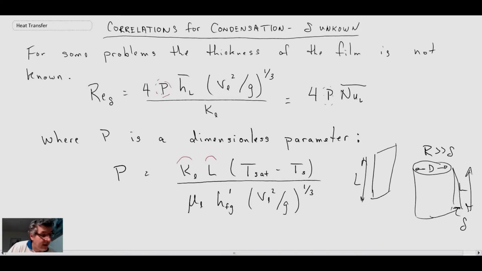But that is what L is, and then we have our modified heat of vaporization that has been corrected with the specific heat of the liquid. And the other thing, we saw this earlier in the Nusselt number relationship: that is our kinematic viscosity, which is mu L divided by rho L. Okay, so we have this value of P. Now we're going to look at relationships for laminar, wavy, and turbulent that use this.